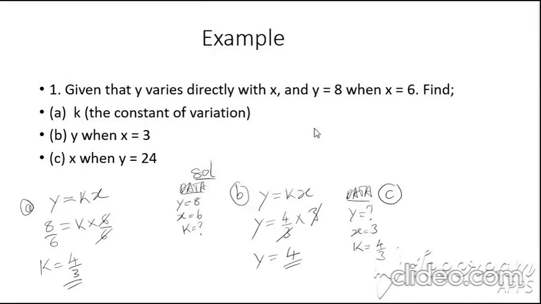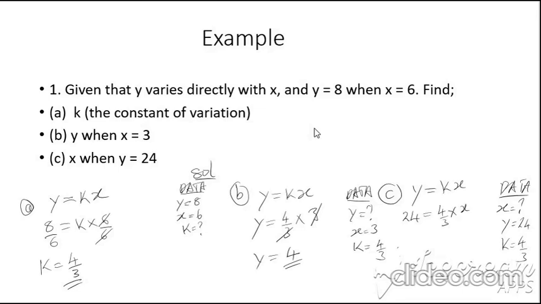Now let me solve for C, which is the last one. So what is C saying? Find x when y is equal to 24. So let me come up with my data here so that I will know what I will be solving for. Here I want x when my y is equal to 24, and my k I know, which is 4 over 3. So here I'm going to use the same expression, which is y is equal to kx. Then if I want, I can make x the subject of the formula, since it's the one I'm looking for, or I can just substitute. So here I'm just going to substitute.